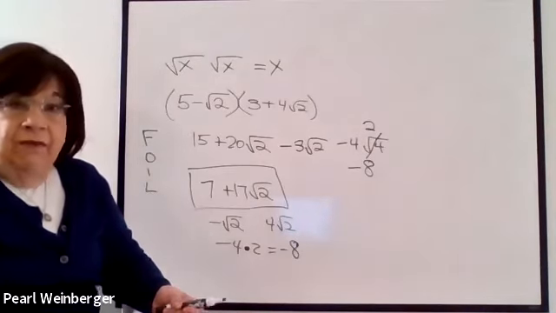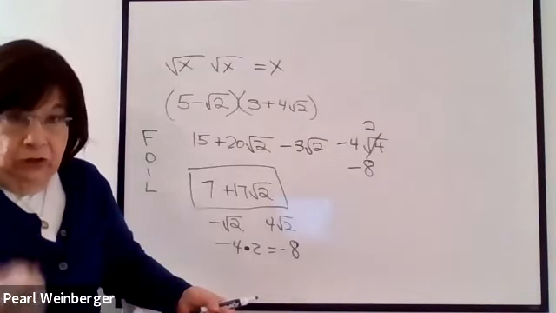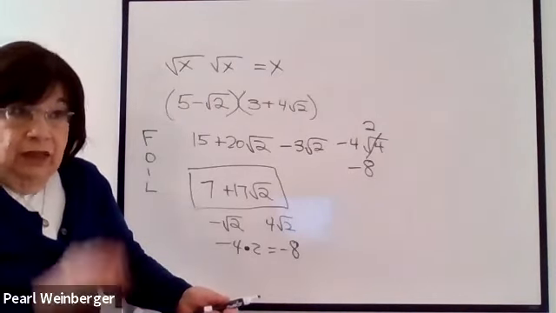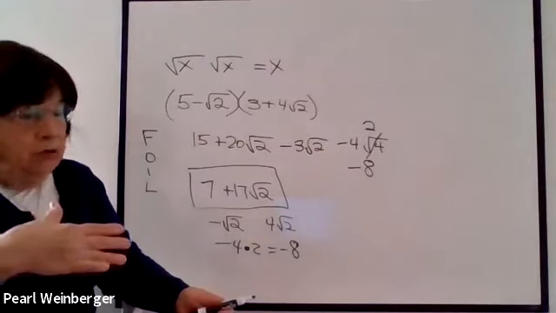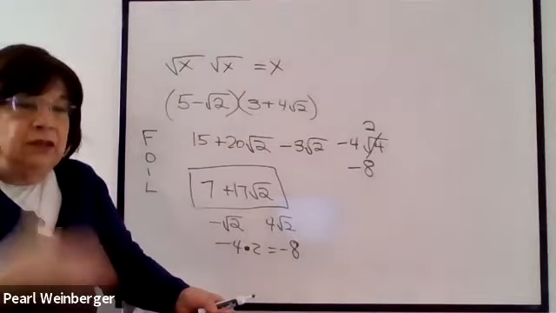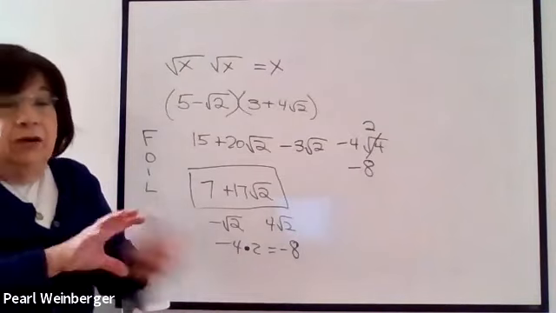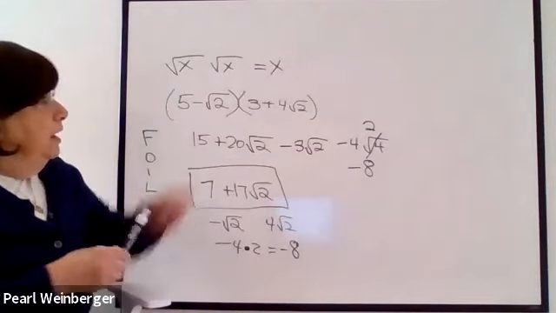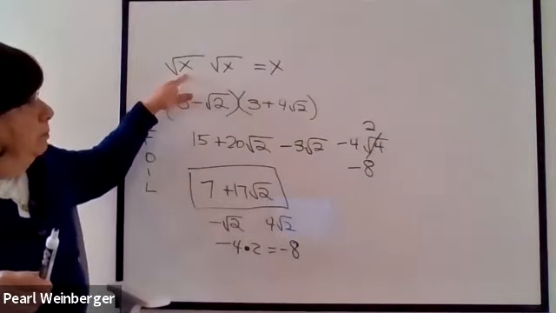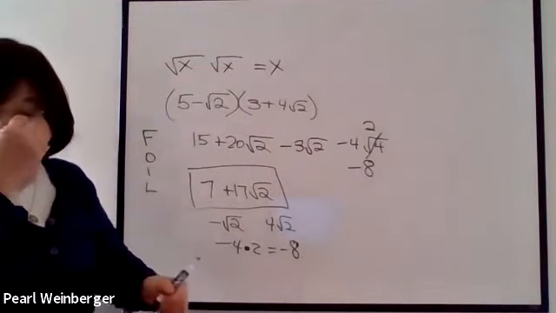Whenever we have a square root multiplied by itself, as long as it's the same exact number, the square root of 2020 times the square root of 2020 is just the 2020. I don't have to actually do the multiplication, because when you're multiplying a radical by itself, you just get the number that's inside the radical.